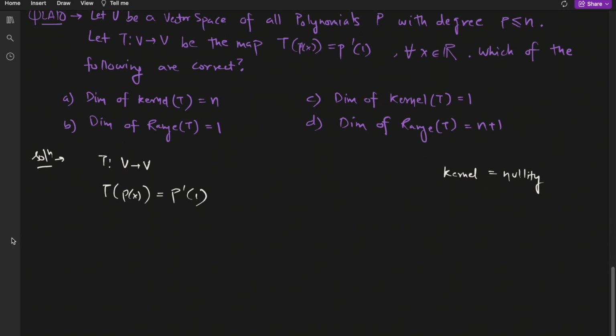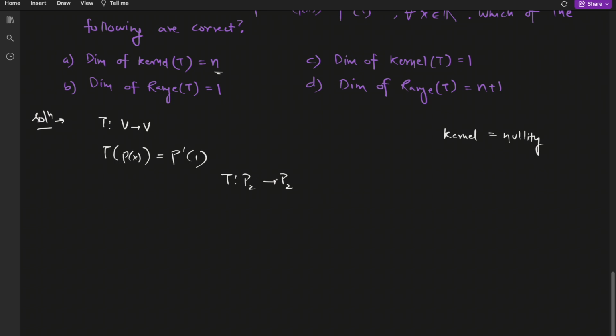So to solve such a question, we can take a transformation like P2. Let us suppose we take a transformation from P2 to P2. Okay, we will solve for one case and then we will generalize it for any Pn. Okay, because the options are given in terms of n, right? So this is P2 to P2.